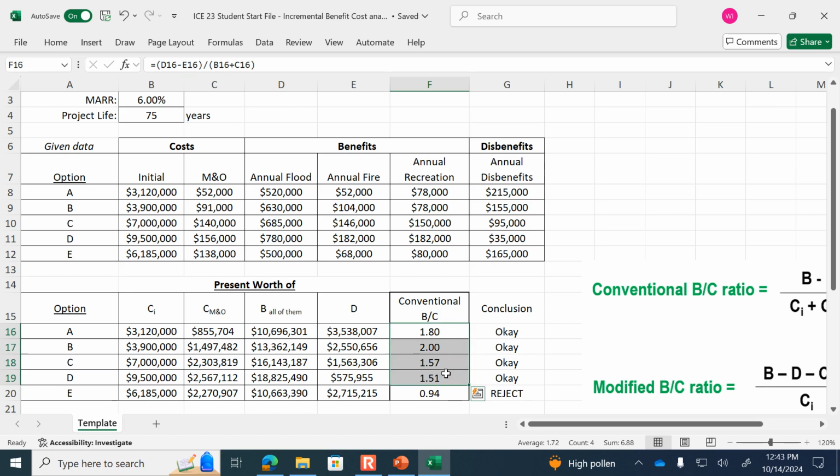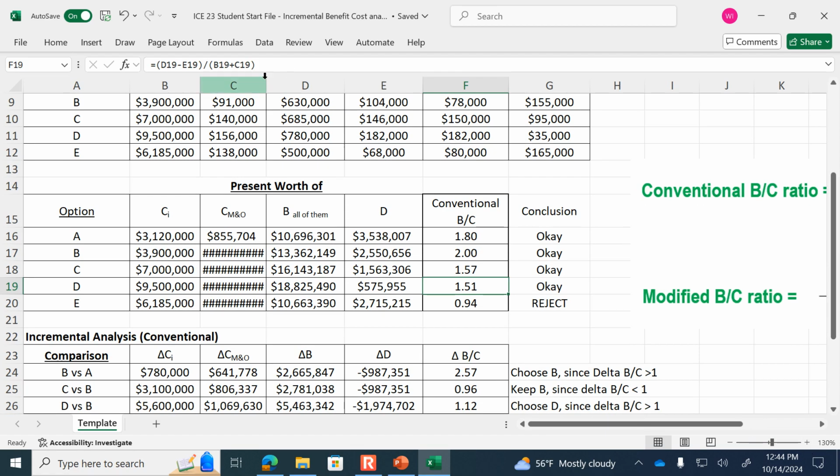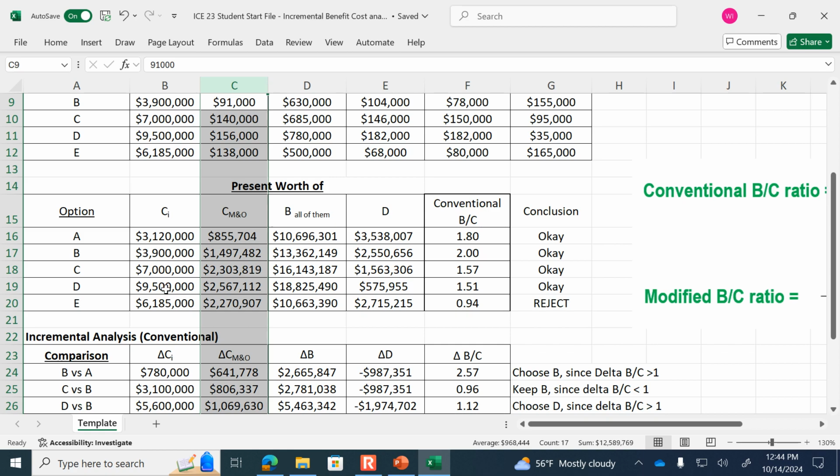We're trying to maximize the amount of benefit being done. We want to capture all the benefit that can be purchased for less than $1 in cost for $1 in benefits. And so we couldn't know just from the conventional which alternative was best. We had to do the incremental analysis. And for that, when we started off, you begin with the cheapest alternative. So A versus B, the cheapest versus the next cheapest.